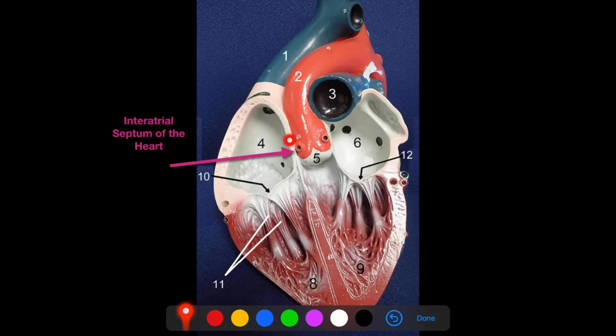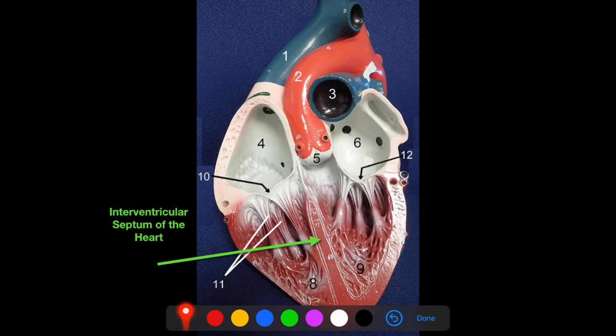The septum means a barrier between chambers. In this case, it's a barrier between the atria, and that's why it's called the interatrial septum, just like the septum pellucidum was a barrier between the lateral ventricles. So that is the interatrial septum of the heart, and just like the atria, the ventricles also have a division, and it's called the interventricular septum of the heart, and it's located right here where my laser is pointing.